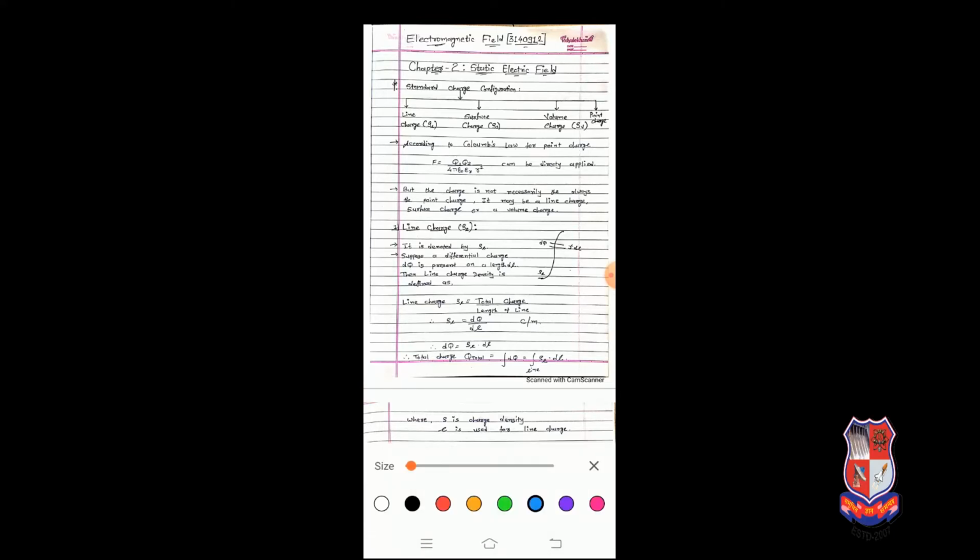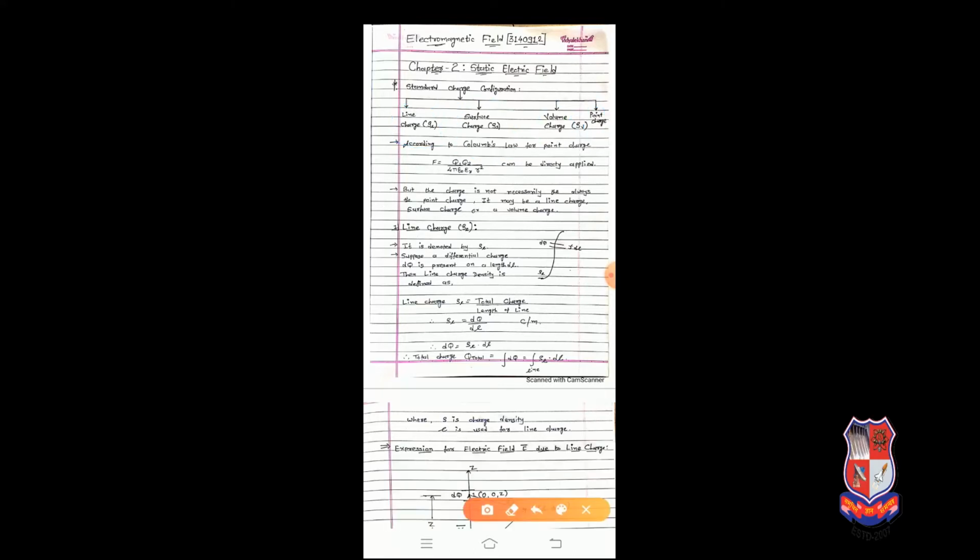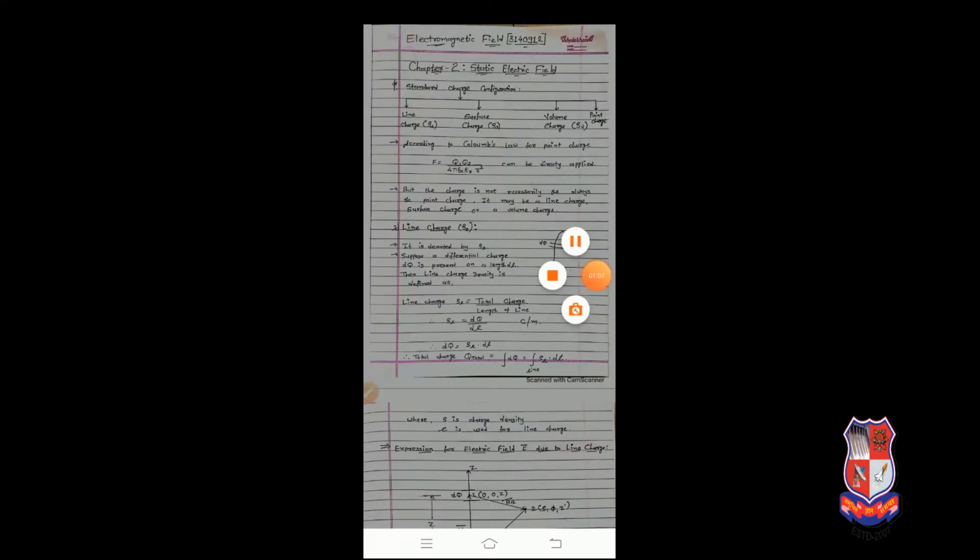There are basically 4 types of charge configuration. Either it is point charge, or line charge, or surface charge, or volume charge. Now according to Coulomb's law, for the point charge, F is equal to Q1 Q2 divided by 4 pi epsilon 0 epsilon r into r square can be directly applied. But the charge is not necessarily always a point charge. It may be a line charge, or surface charge, or a volume charge.